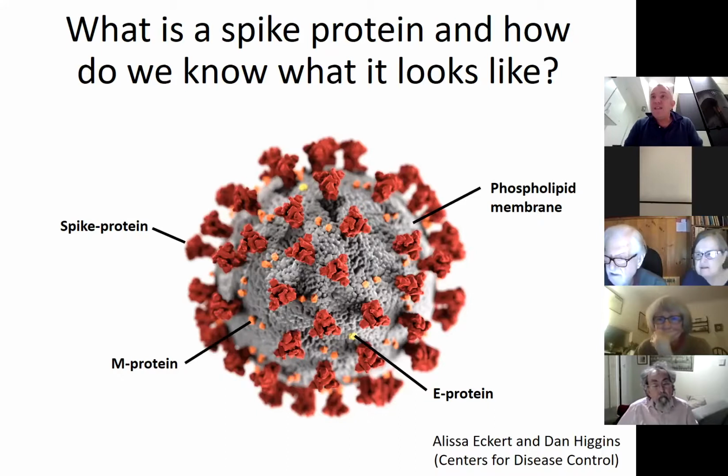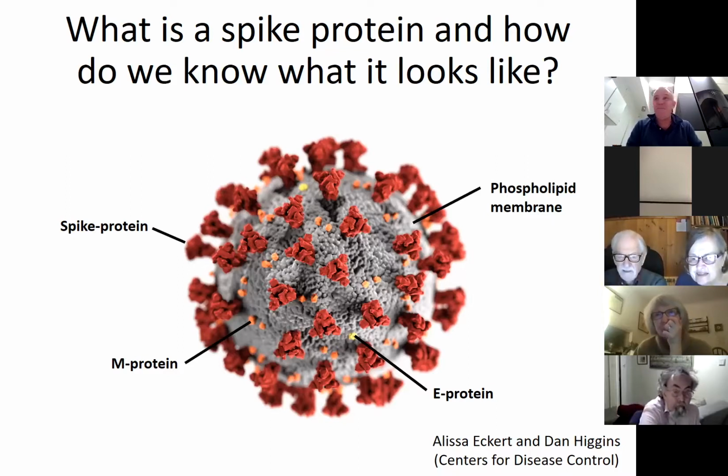Now, this picture was actually made by two people at the Centers for Disease Control. You can see their names down in the bottom here, Lisa Eckert and Dan Higgins. It's fairly correct. They have slightly downplayed the number of E proteins, and they've given it a sort of sinister lighting because they wanted everyone to be very scared and to stay indoors. That's at least what they say in the interviews I've read with them.